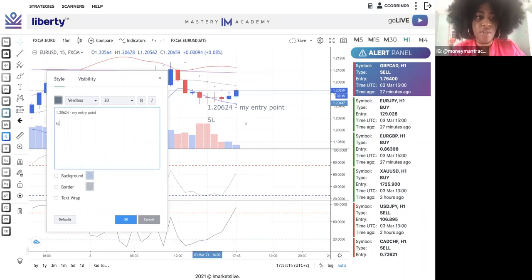Now your stop loss is going to be 20 points in the opposite direction. So I'm saying that if the market decides to go for a sell instead of a buy, if it gets too low, aka 1.20424, just take me out of the market. I don't want to lose any money past 20 points, right?